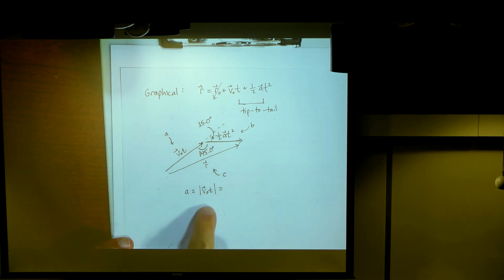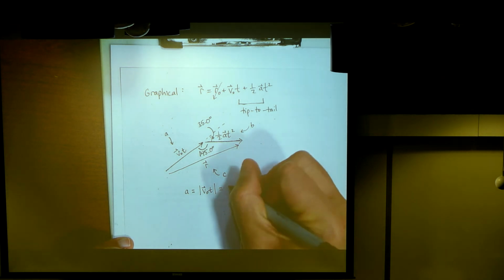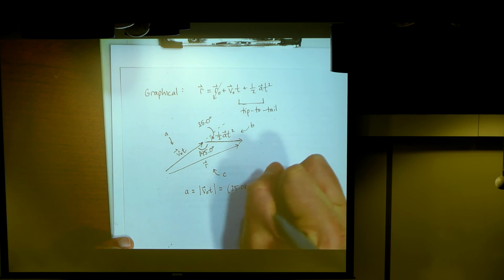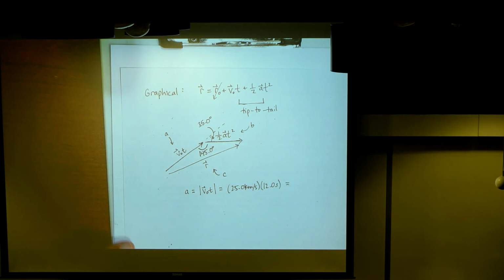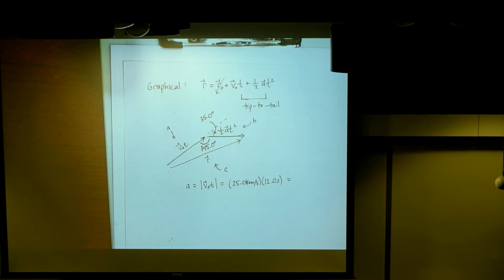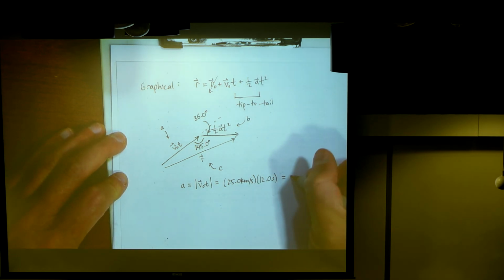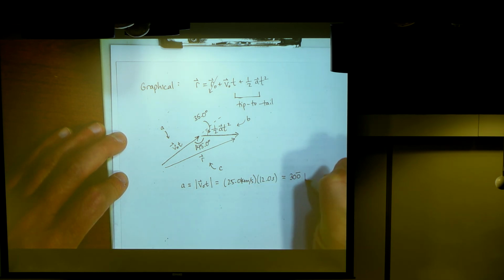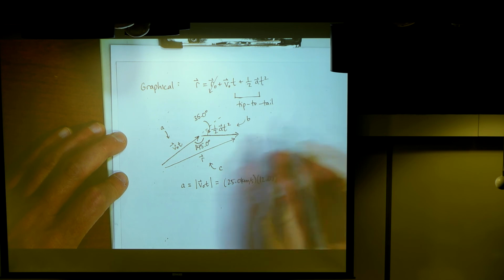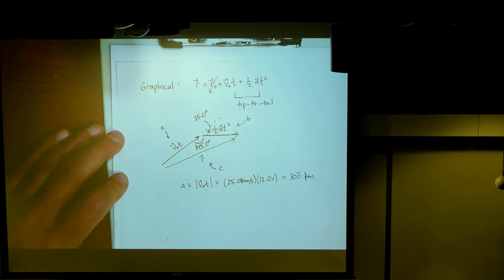So again, I'm not interested in breaking this into components. I'm just interested in finding the magnitude. So what I would do is take 25 kilometers per second multiplied by 12 seconds. And what would that give me? Just 25 times 12. Yes, 300 on the dot. We'll keep the third digit as significant because we have 3 sig figs in each one of these numbers. That's going to be kilometers, by the way. So the length of this is 300 kilometers.